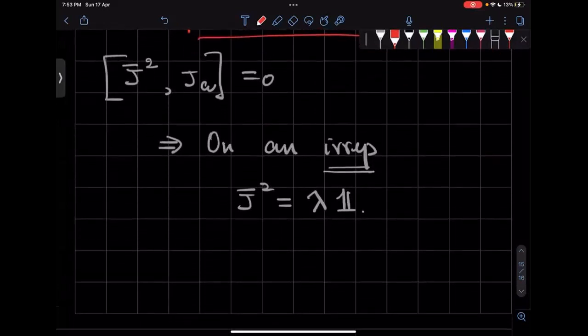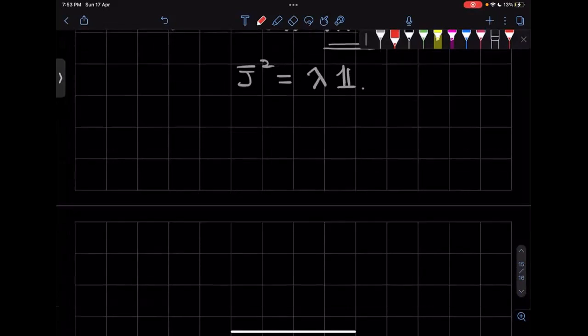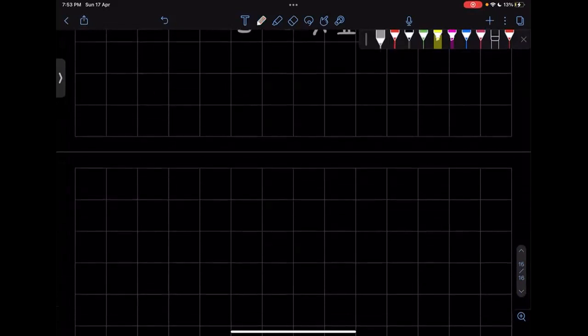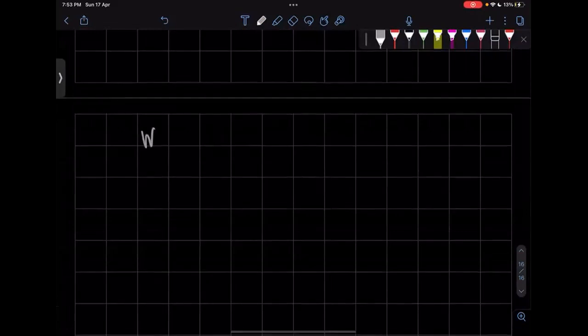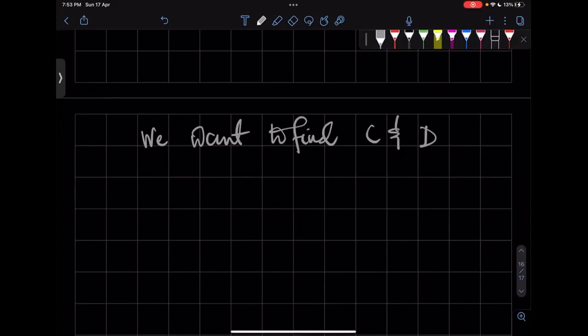Now, we want to find what C and D are. They will allow us to find the whole representation. You might say, oh, they're just proportionality constants. Why are they so important? You will see that they are the key. They allow you to build the matrices explicitly, and we shall do that. We want to find C and D.